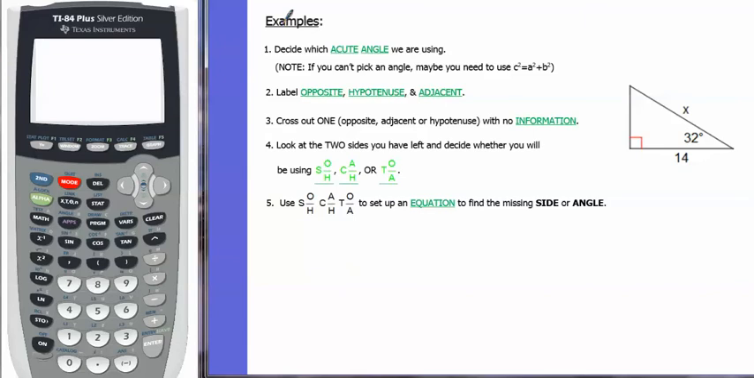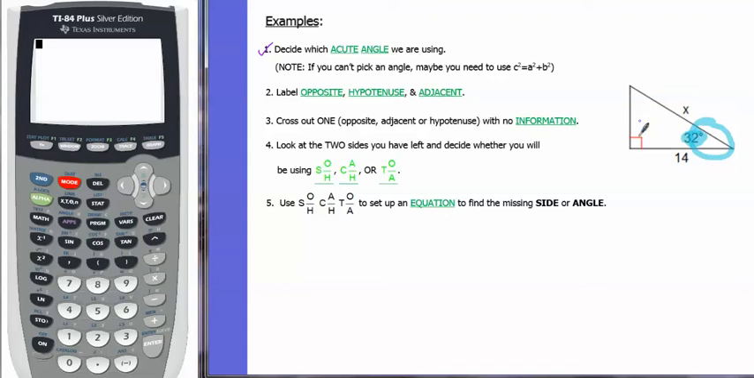Now, here are my steps again, written out, and there's my triangle. Step 1 says I need to pick an acute angle. I'm going to pick 32 because 32 is the only angle that was given. I could find the other one, but that's what I'm going to go with. I never pick my right angle. So step 1 is done. Number 2, I'm going to label my opposite, hypotenuse, and adjacent.